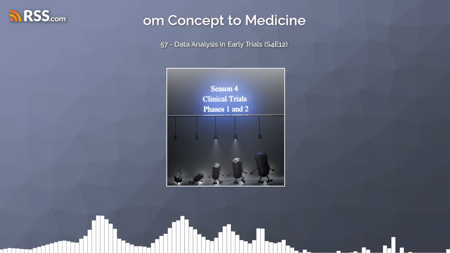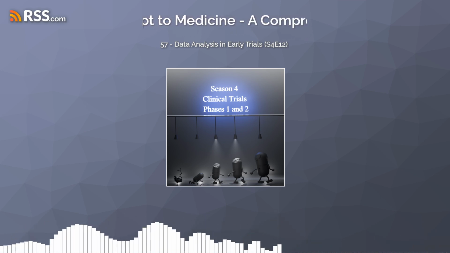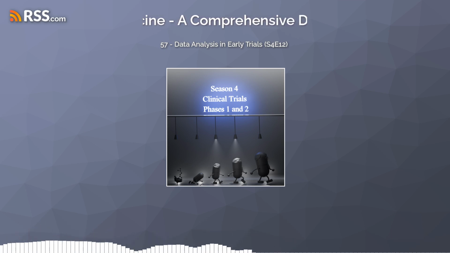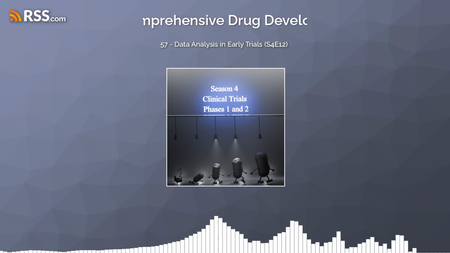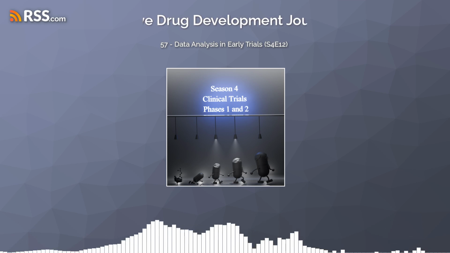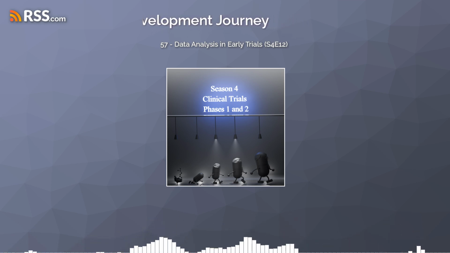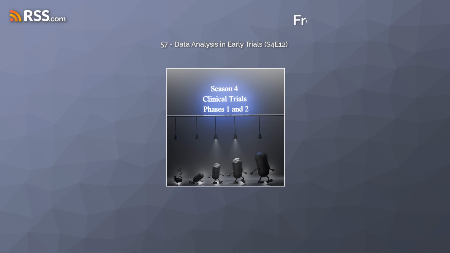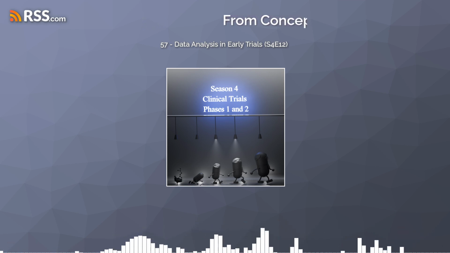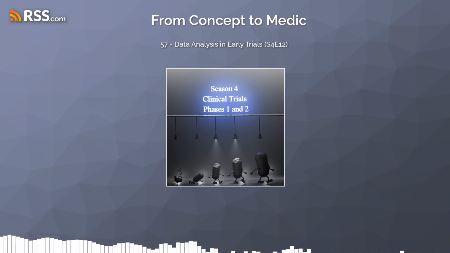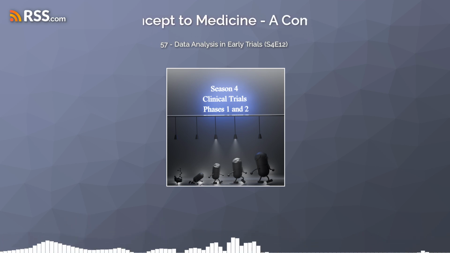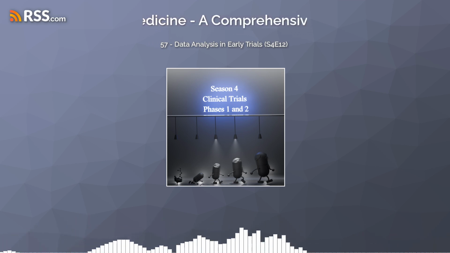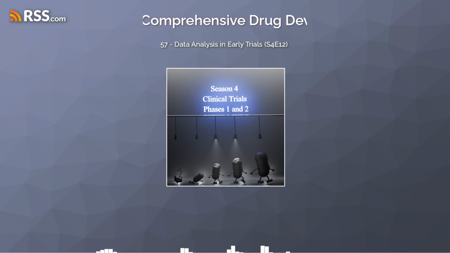Right. A small improvement might be statistically significant, but not really worth it from a patient's perspective. Exactly. And we also have to look at the safety data alongside the efficacy data. A drug that shows a statistically significant benefit but has really bad side effects, well, that might not be a good candidate for further development. So it's like a balancing act, weighing the potential benefits against the potential risks. Precisely. And this is where clinical judgment really comes in.